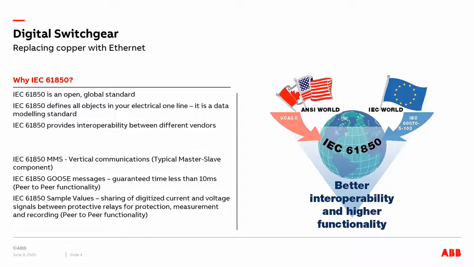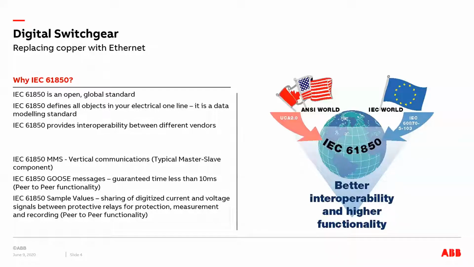Goose messaging in IEC 61850 is a peer-to-peer functionality where different devices can talk to each other. Multiple devices can talk to each other. And this goose message is fast. As per the standard, for distribution, protection and control applications, the goose message guaranteed time is less than 10 milliseconds. And the third aspect of 61850 communication is sample value sharing.